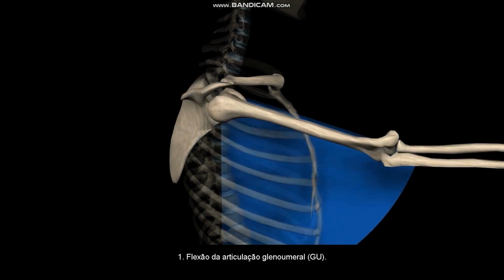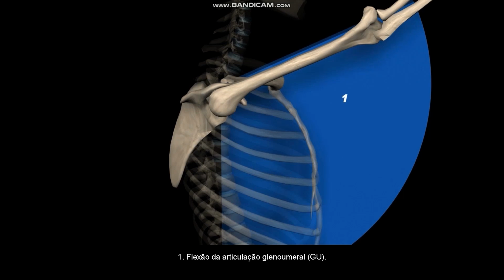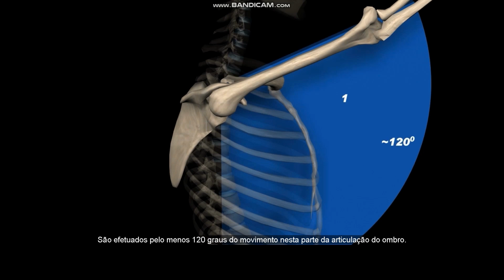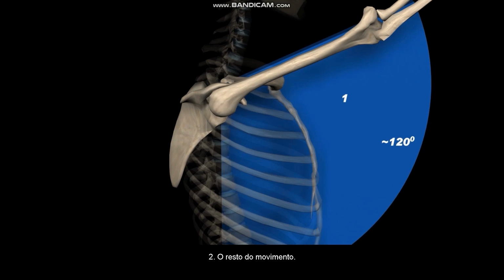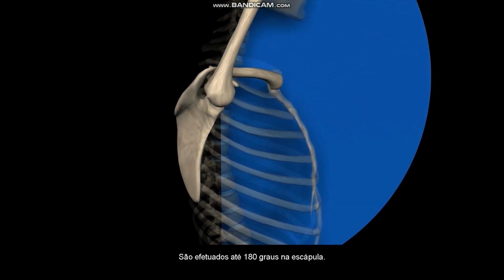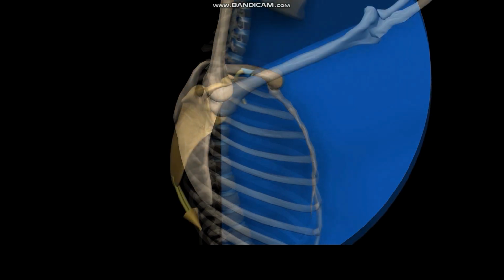1. Flexion in the glenohumeral (GH) joint. At least 120 degrees of the movement are performed in this part of the shoulder joint. 2. The rest of the movement, up to 180 degrees, is performed in the scapula.